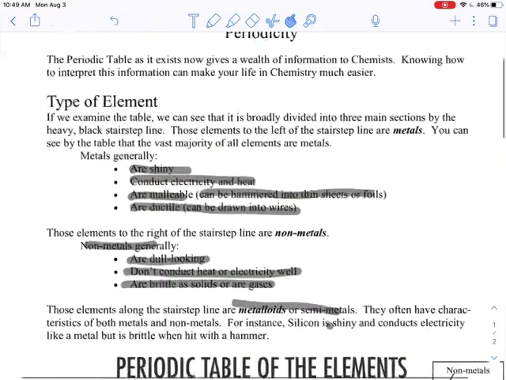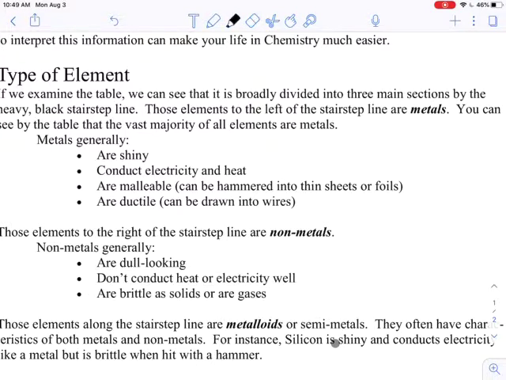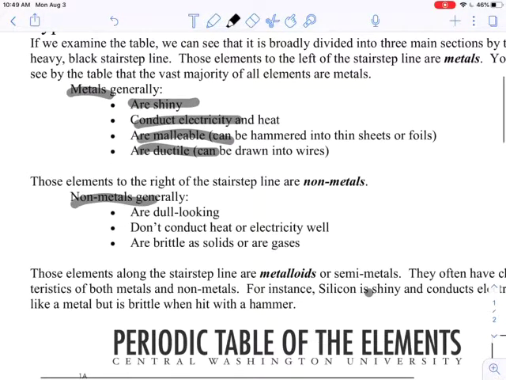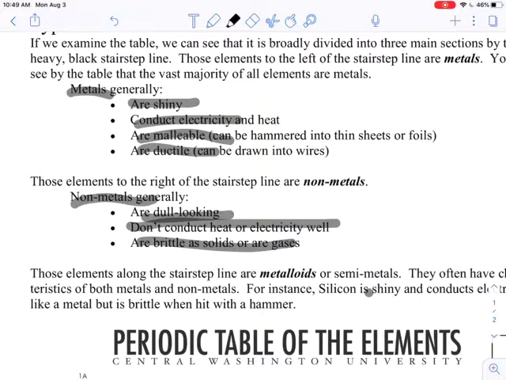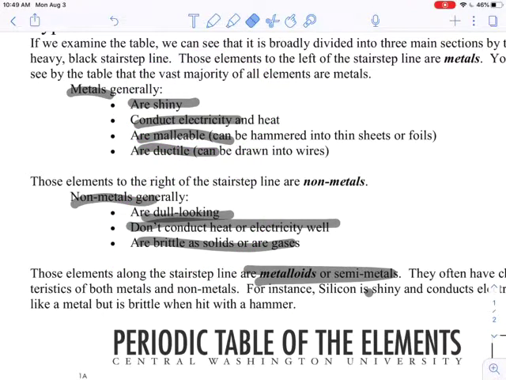So metals, to review, are shiny, conduct electricity, malleable and ductile, can be hammered into sheets and drawn into wires. Non-metals are generally not shiny, they're dull looking. They don't conduct heat and electricity well, and they are brittle. If you are a metalloid, you might have some aspects of metals and some aspects of non-metals, but obviously you can't have all of both.